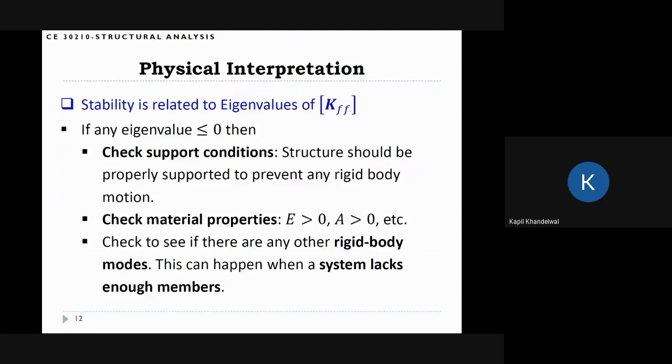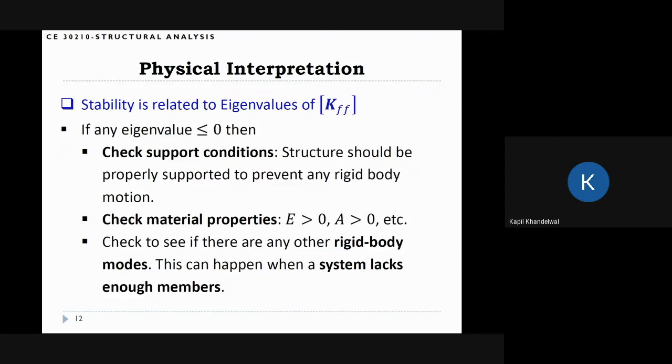So you want to make sure that the system is nice: all the eigenvalues of KFF are greater than 0. And if you find that any of the eigenvalues is less than or equal to 0, then there are many things that you have to check. So you have to go back and see what's happening. What is the problem with the system?